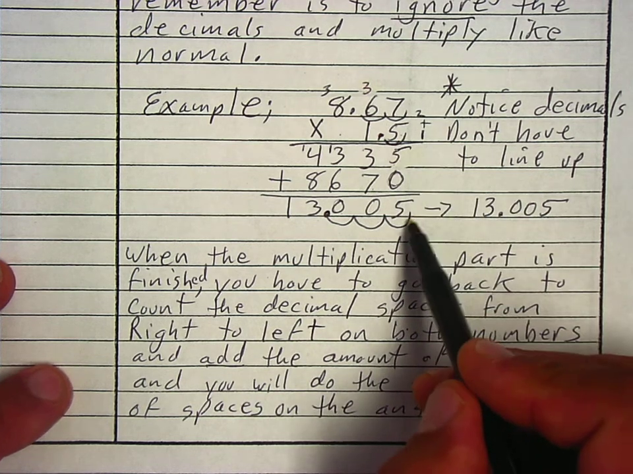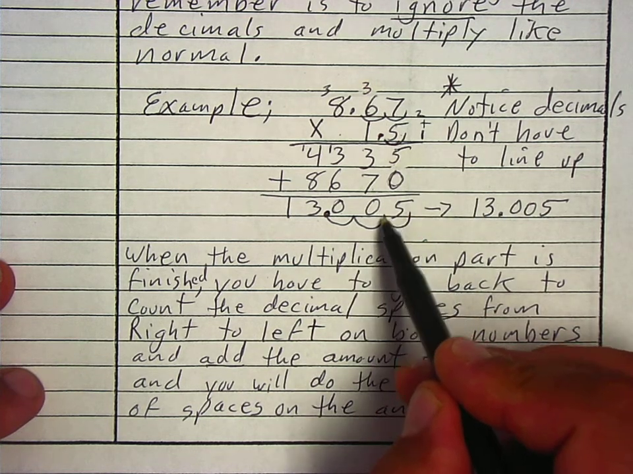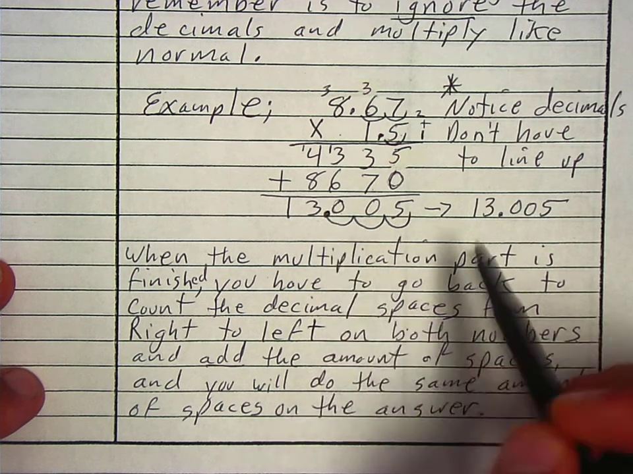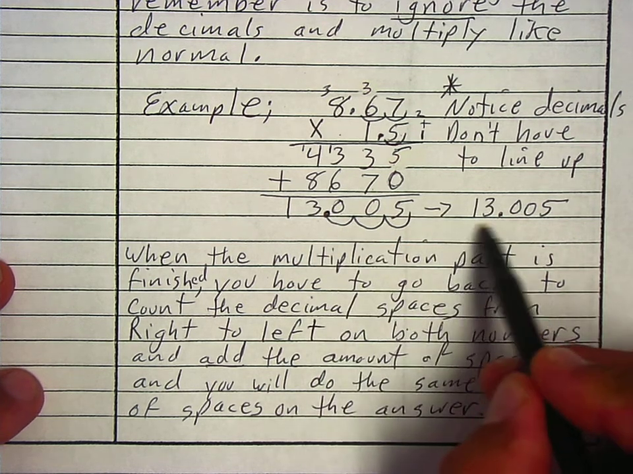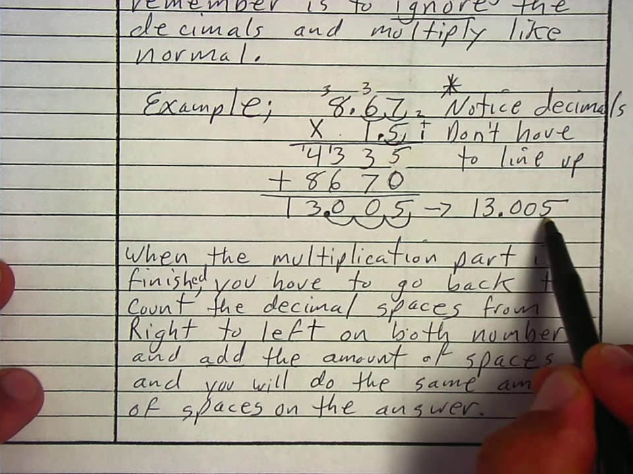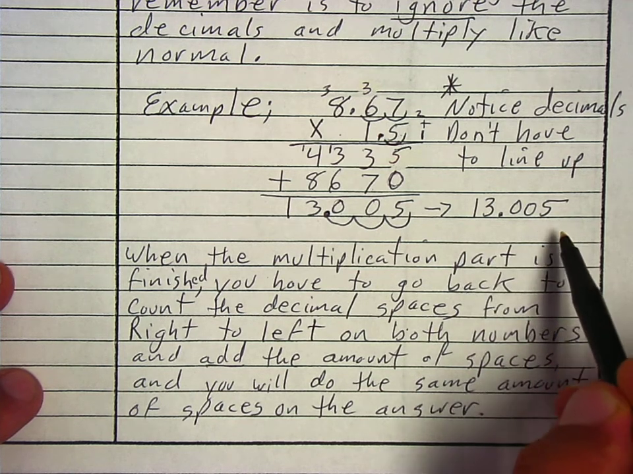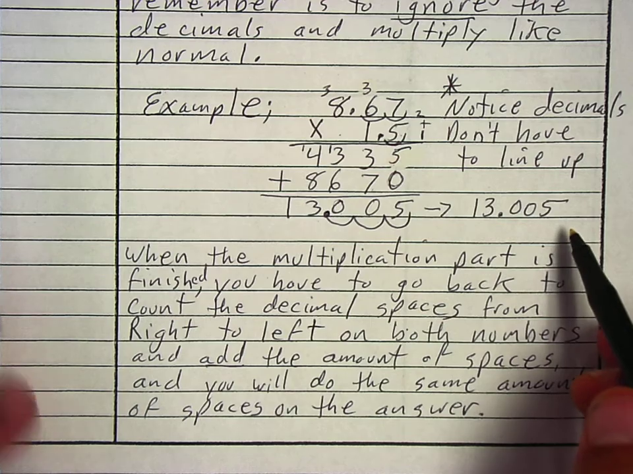So then you do the same amount to the answer: 1, 2, 3 spaces. And there you go. Now you don't want this to be in the way, so you can rewrite the answer, and your answer is going to be 13 and 5 thousandths. This is how you multiply decimals.